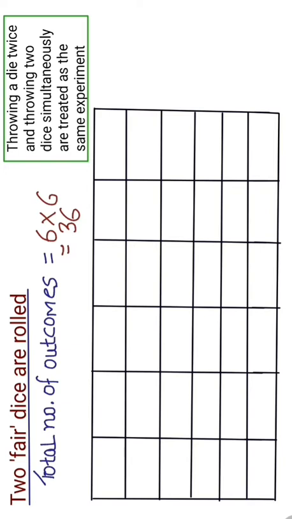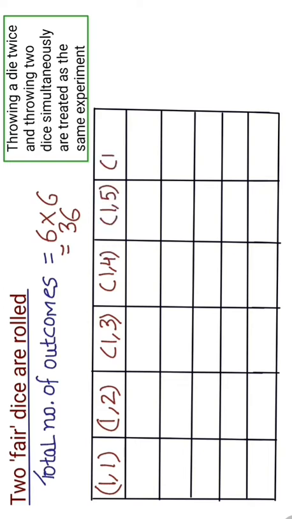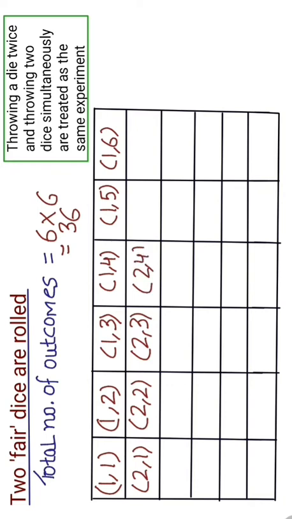Now see the possible outcomes. The first outcome is 1 comma 1. That means both the dice show 1. Then the first die shows 1 and the second die shows 2. Similarly 1 comma 3 is another possible outcome. 1 comma 4, 1 comma 5, 1 comma 6. Then 2 comma 1, 2 comma 2, 2 comma 3, 2 comma 4, 2 comma 5. We have to complete this table to get the possible outcomes.